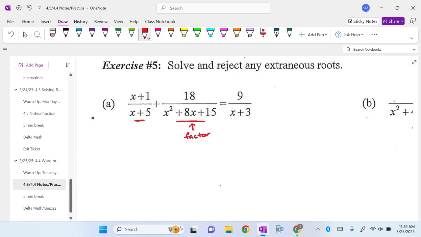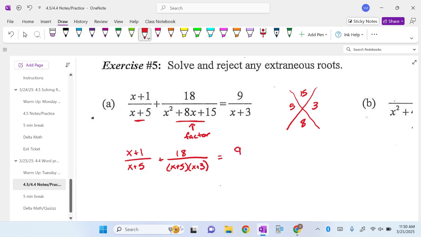All right. So how would I factor that denominator? So I have 15 on top, 8 on bottom. What are two factors of 15 that add to 8? 5 and 3. So if I rewrite this, I have x plus 1 over x plus 5, plus 18 over x plus 5 times x plus 3, equals 9 over x plus 3.